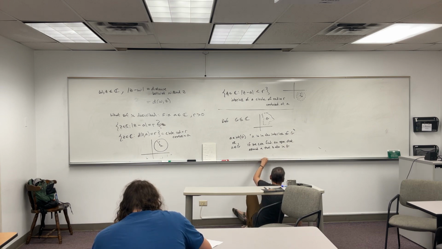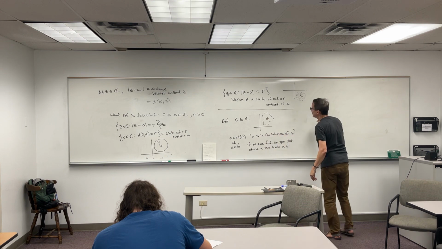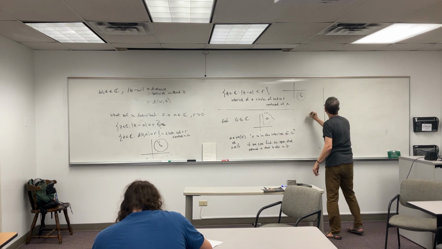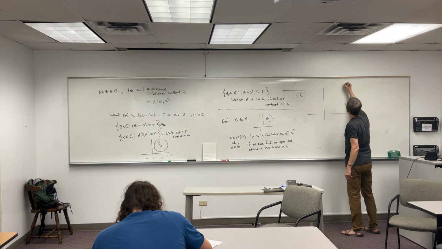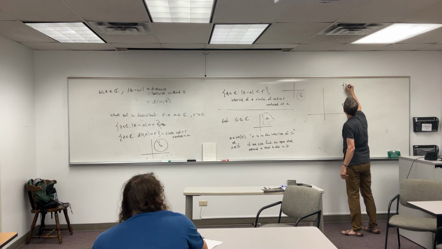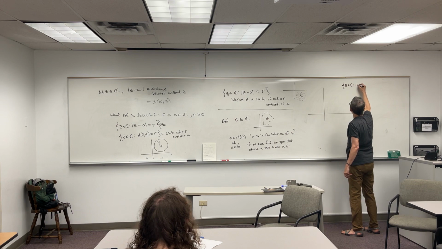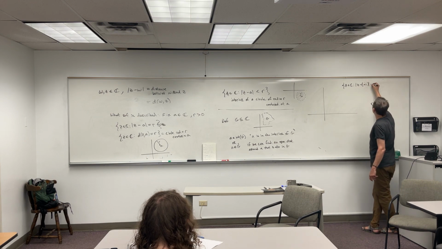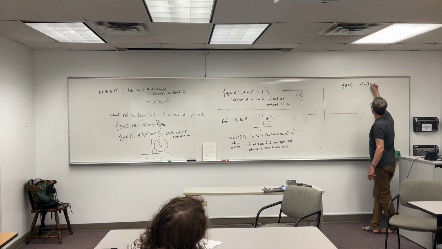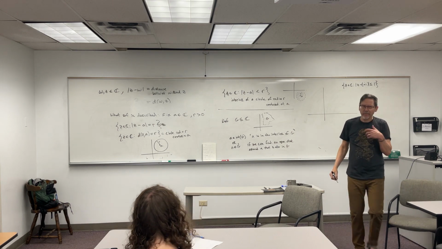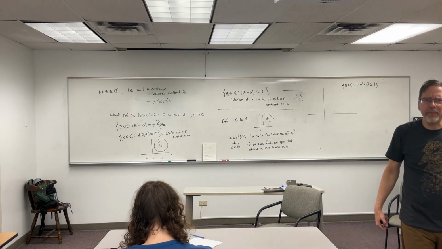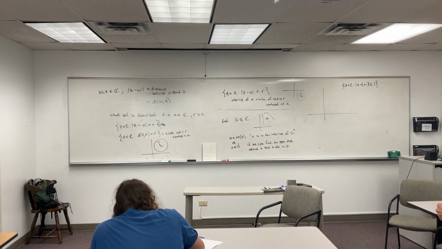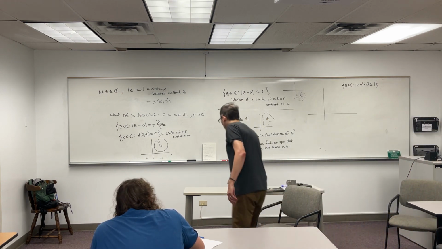So what do I mean by that? Let's take a look at this picture here. Let's take a look at the set of all Z such that Z minus quantity 1 plus I is less than or equal to 1. Before I even go, could you sketch that for me, please? What does that set look like?